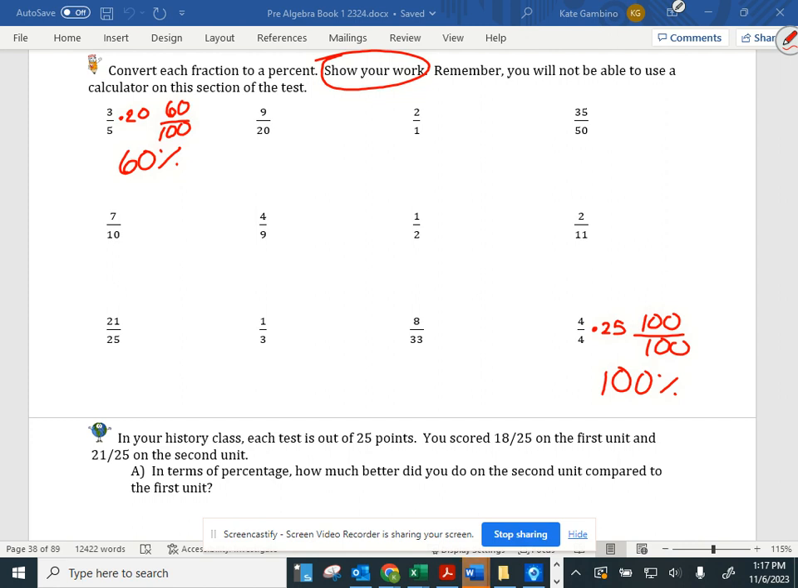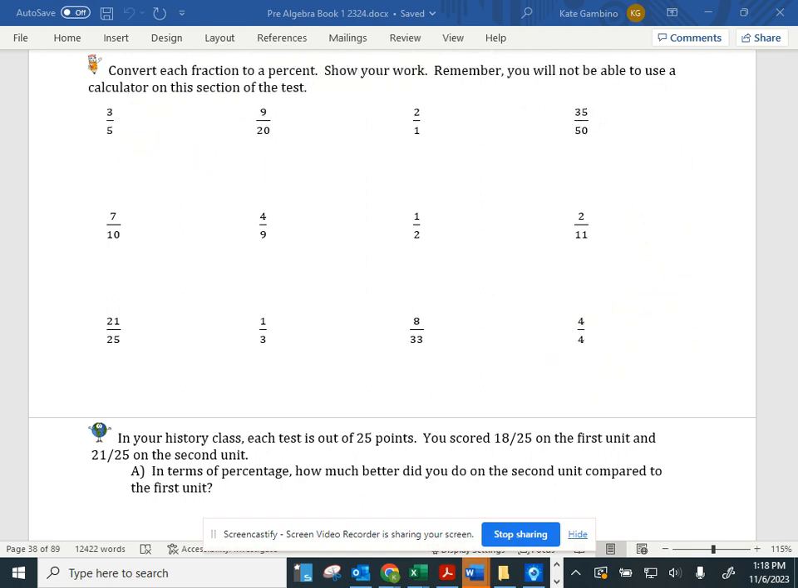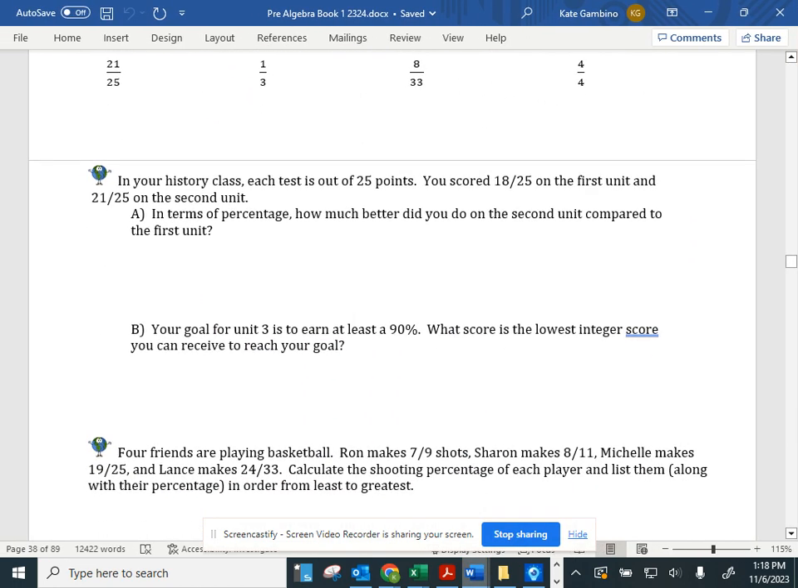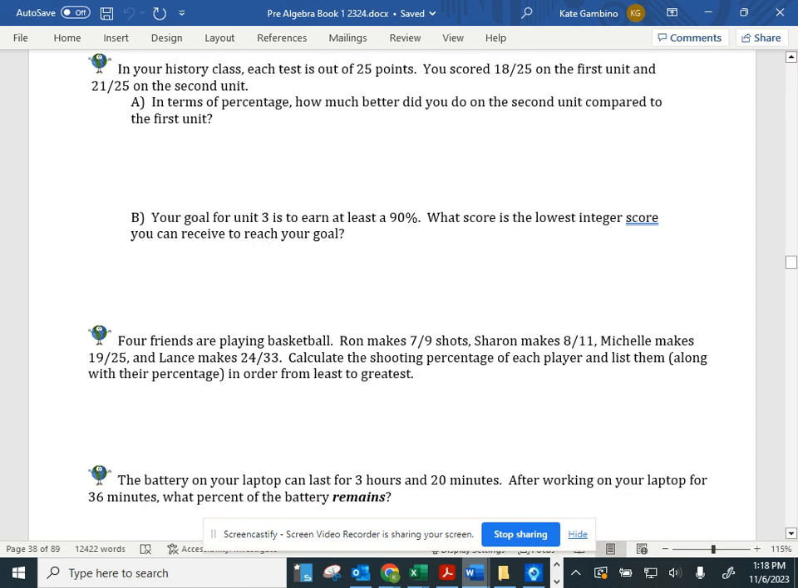We have a second page, because this first page, we can do showing your work. Let's look at our second page with word problems. In your history class, each test is out of 25 points. You scored 18 out of 25 on the first unit and 21 out of 25 on the second unit. In terms of percentage, how much better did you do on the second unit compared to the first unit?